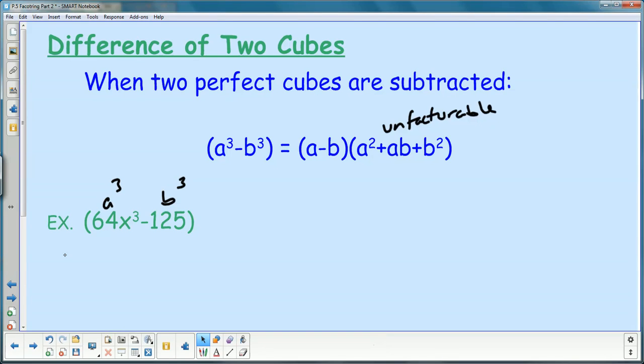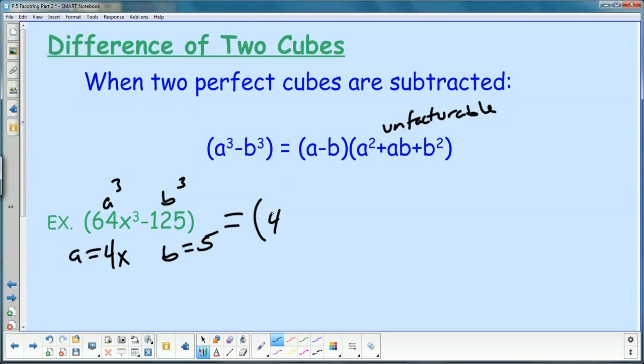Okay. So if we take 64x cubed minus 125, that means this is a cubed and this is b cubed. Hardest thing here usually is identifying what are a and b and what are the perfect cubes. So 64 is 4 cubed, so a is going to be 4x, and 125 is 5 cubed, so b is going to be 5. This then would simplify. We just want to plug in a minus b, so that's going to be 4x minus 5 times, we need to do a squared, and here's the trick. Make sure you square both of these.